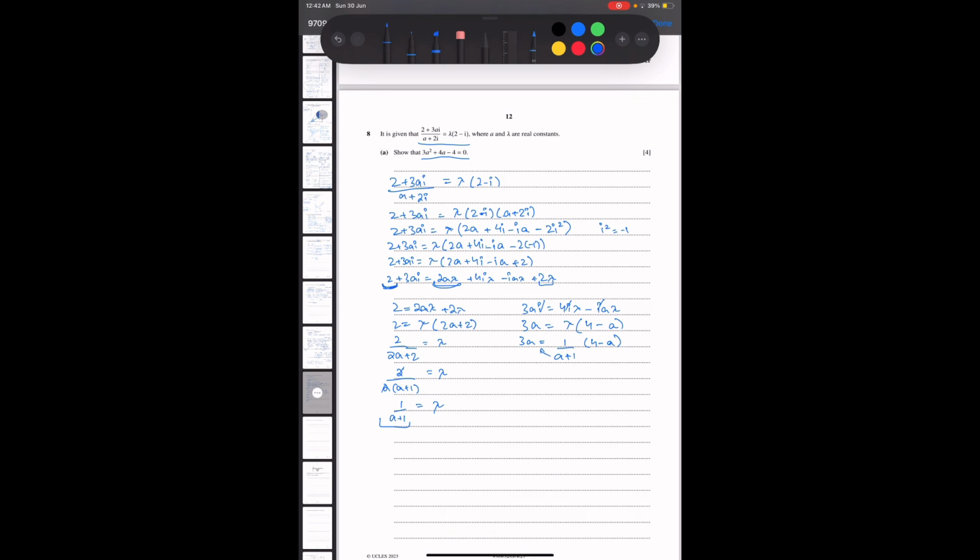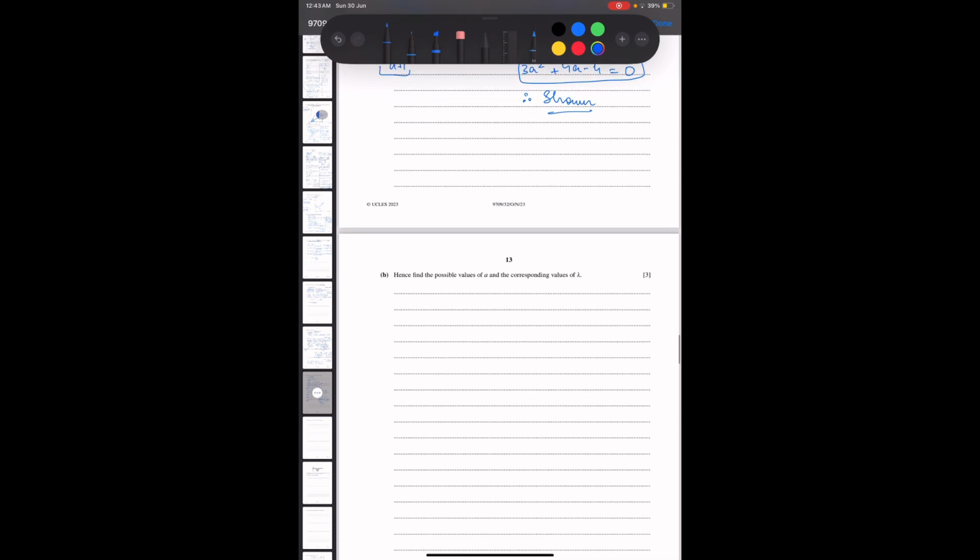So I'll take it to this side and multiply it with 3a into a plus 1 is equal to 4 minus a. So it's 3a squared plus 3a is equal to 4 minus a. Now I'll take them to one side, and it will be 3a squared plus 3a minus 4 plus a is equal to 0. So it will be 3a squared plus 4a minus 4 is equal to 0, and hence we have shown this is the same equation, right? So moving on to part B.